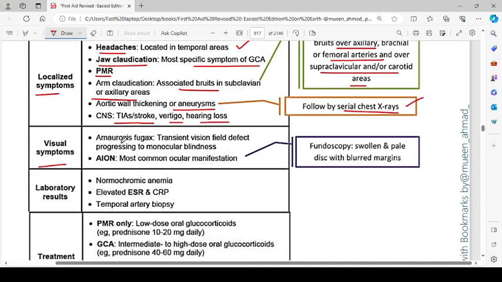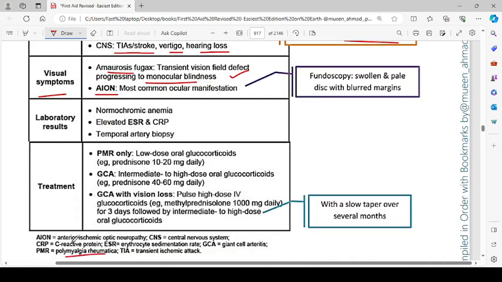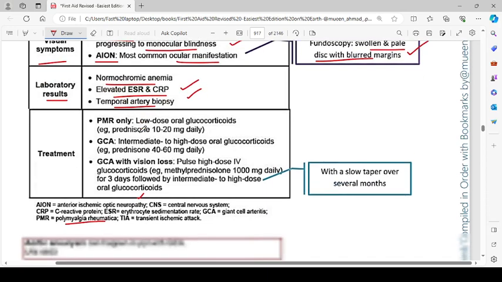The visual symptoms are amaurosis fugax and transient visual field defect progressing to monocular blindness. AION, which is anterior ischemic optic neuropathy, is the most common ocular manifestation. Fundoscopy will show a swollen and pale disc with blurred margins. Lab results will show normochromic anemia, elevated ESR and C-reactive protein, and a temporal artery biopsy.